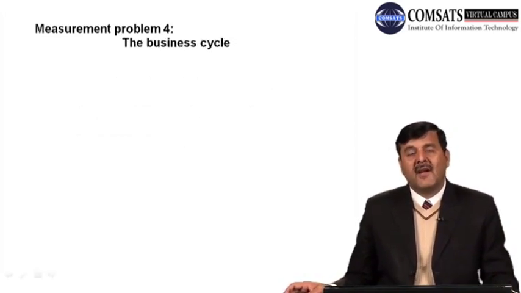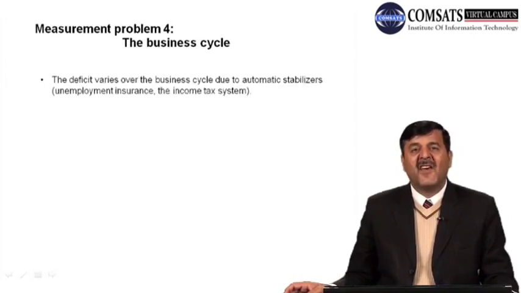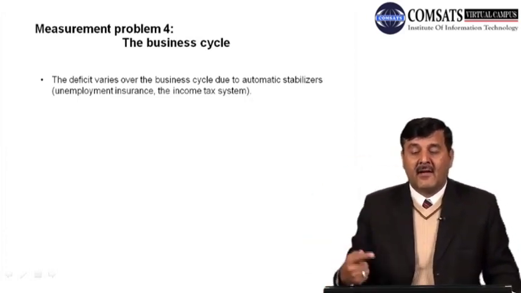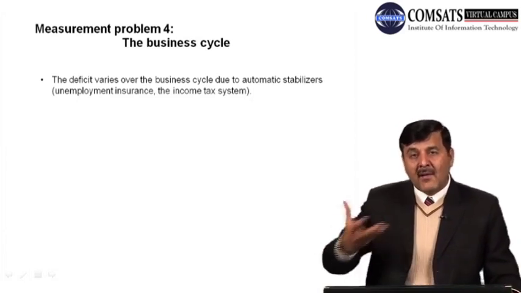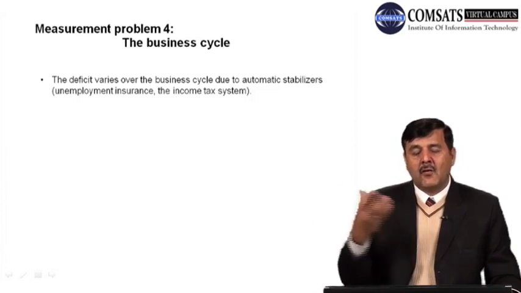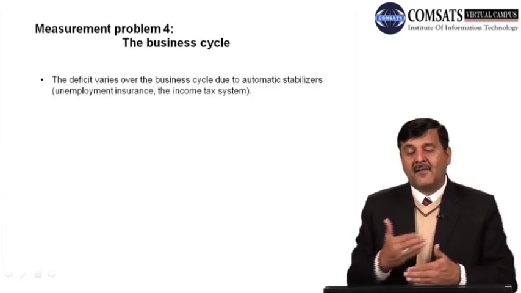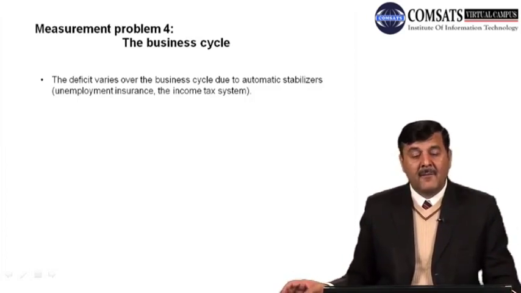The fourth problem in measuring deficit is the business cycle. The deficit varies over time, right? The deficit changes over time, over the business cycle, due to automatic stabilizers, because there are automatic stabilizers in the economy. Due to those stabilizers, deficits keep on changing over the business cycles. What are those automatic stabilizers? Unemployment insurance, the income tax system. So these are the automatic stabilizers, and this keeps changing the business environment, business cycle, and that keeps changing the deficit in the country and the economy.